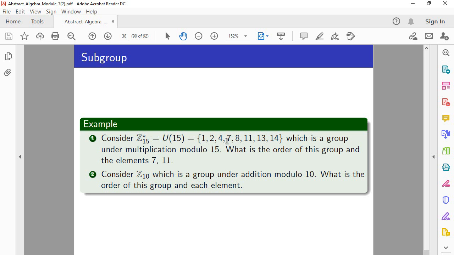The fourth power of 7 is the least power of 7 that gives you 1. So the order of 7 would be 4. Okay, so you can find the order of 11 in a similar way, and so on.